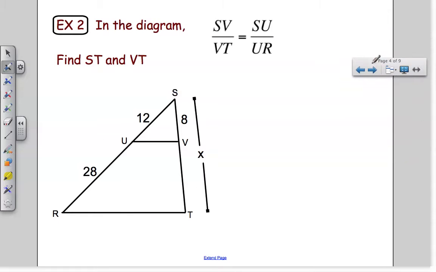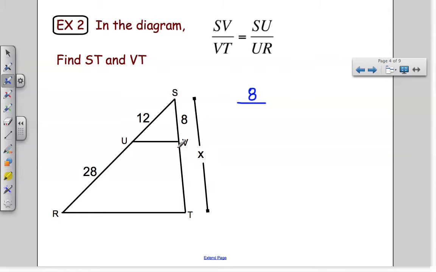Alright. In the diagram, they tell you this proportion is true. I want to find ST and VT. ST is labeled as x here. VT is not currently labeled. I'm going to plug in what I know here so that I can solve. SV, do I know the length of SV? That's right here, and that's a length of 8.